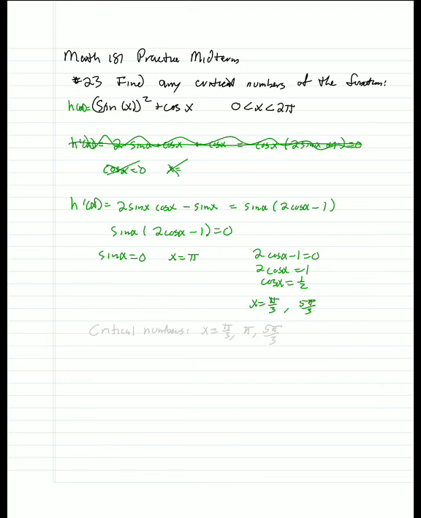Okay, so our solutions, our critical numbers, I should say, are x equals pi over 3, pi, and 5 pi over 3.